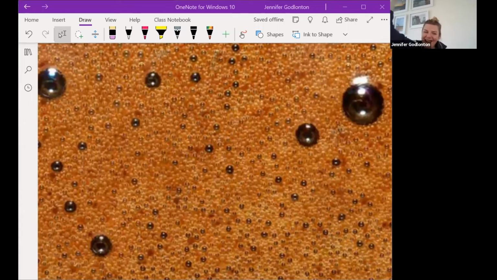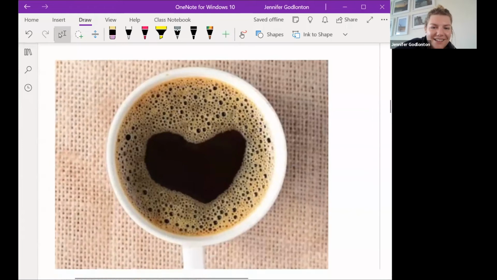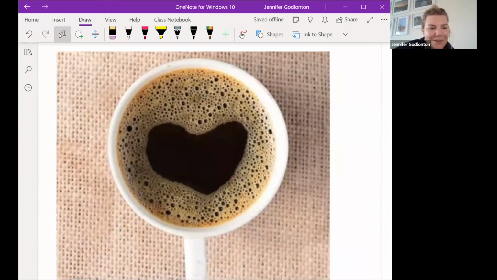Okay, so our winner is Tatenda. Tatenda got it first. It is 100% a cup of coffee. It's just super zoomed in on those bubbles.